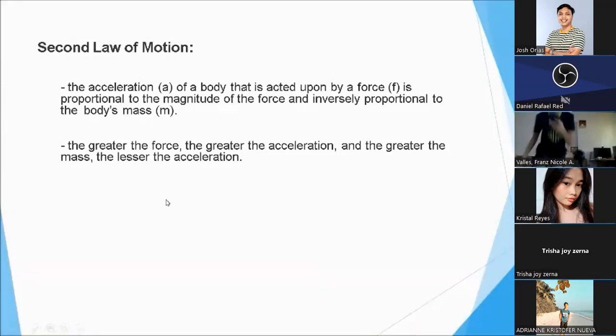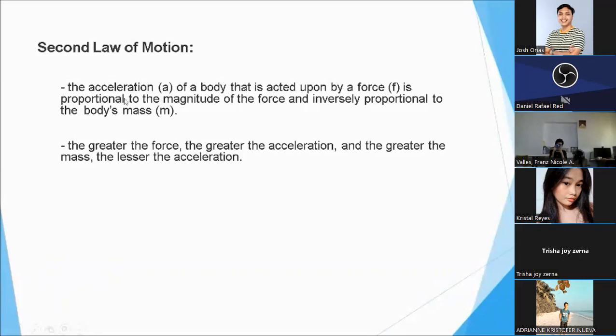Simply because Newton's first law of motion says that inertia is responsible for an object's resistance to change its state of rest or motion. So the greater the mass, the greater the inertia, so the greater the resistance to the force. Kaya it results to lesser acceleration. That's the reason for that.